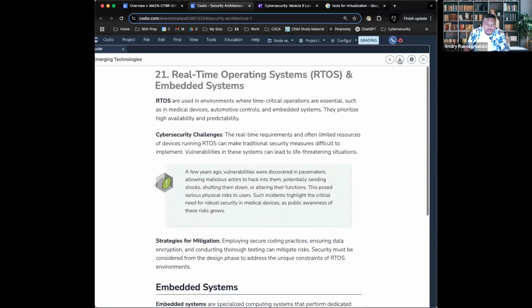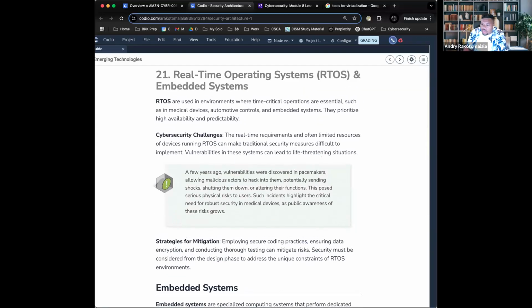Okay, we just have a couple more slides left. Now, there is something called RTOS, which stands for Real-Time Operating Systems. RTOS is essentially designed to run applications that respond instantly and predictively. So it is an active responder.